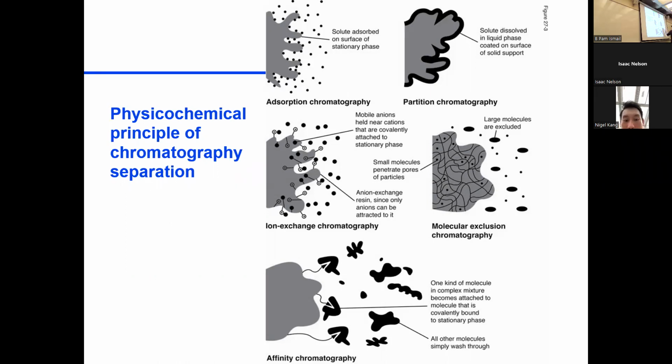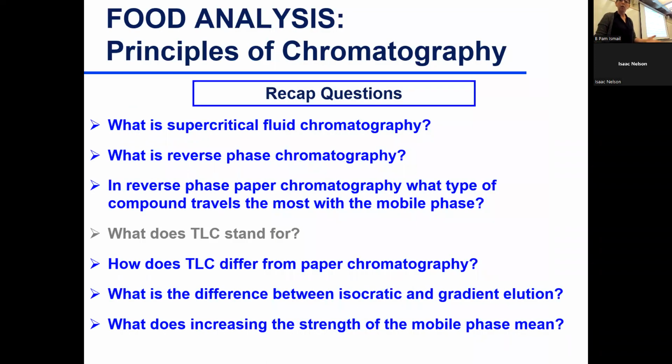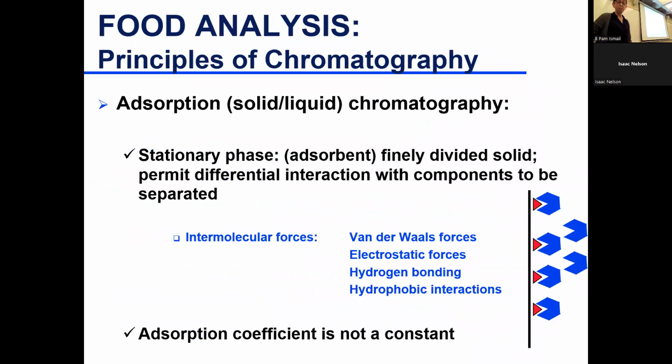Okay, so this will serve as a visual review of the different phases. Okay, that was a stop, but I have a couple of minutes, so I was going to go over adsorption chromatography, where you have a solid phase, the stationary phase that is the adsorbent, mostly a solid, and then your mobile phase is liquid.